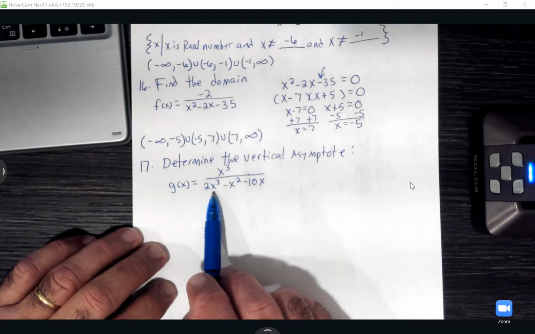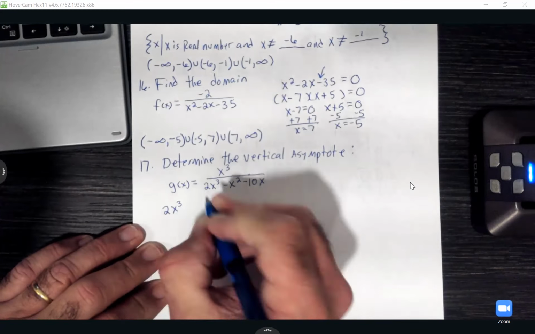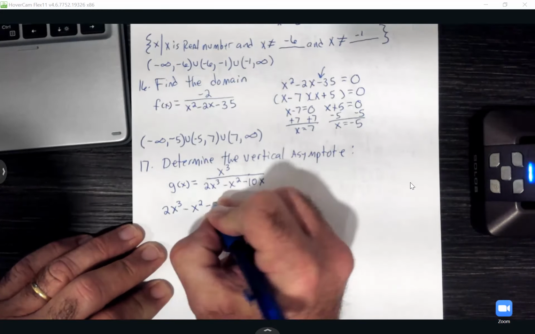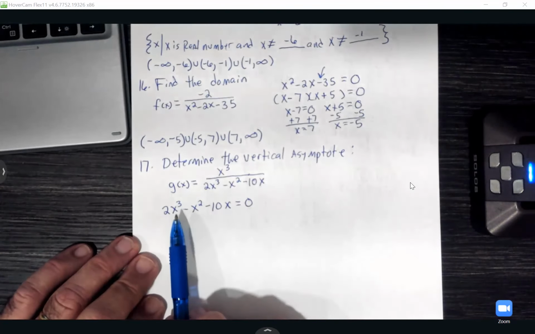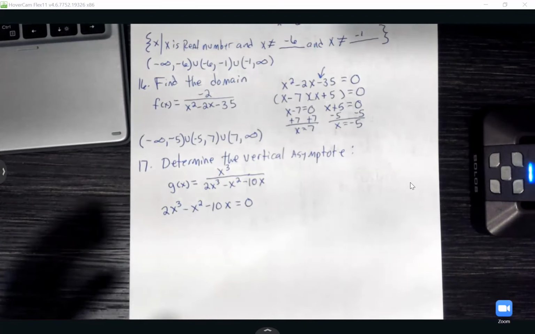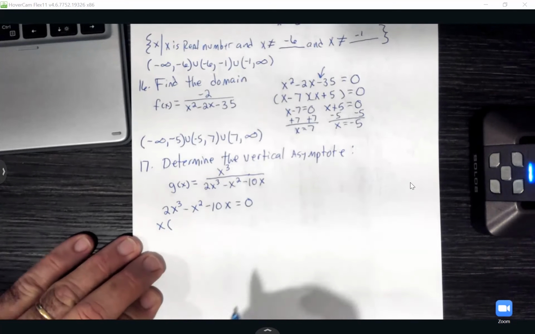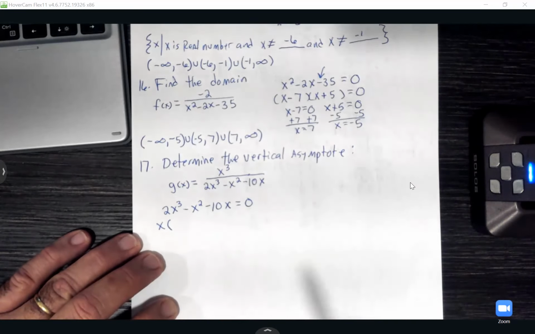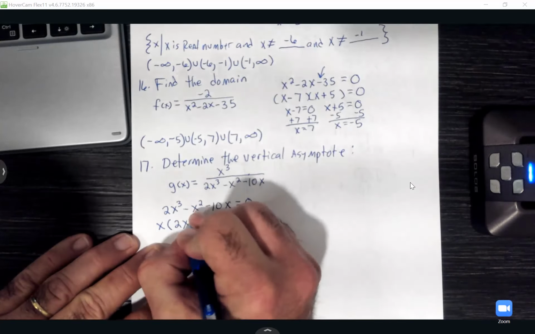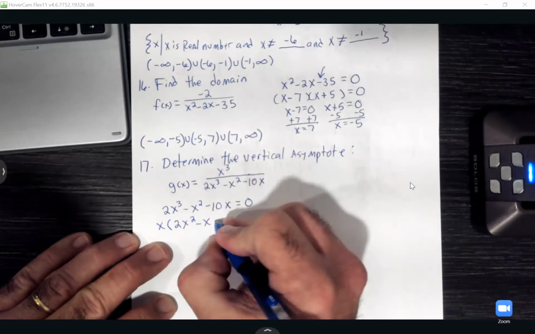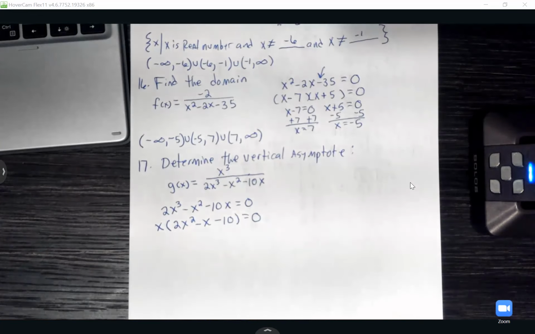All righty, so vertical asymptotes, we take the bottom, set it equal to 0. Now, the first thing you would do to that, since everybody has an x in them, we're going to factor that one x out. Remember, always start with a GCF if you got one, okay? So if I factor the x out, that's going to give me a 2x squared minus the x minus my 10, all equal to 0.